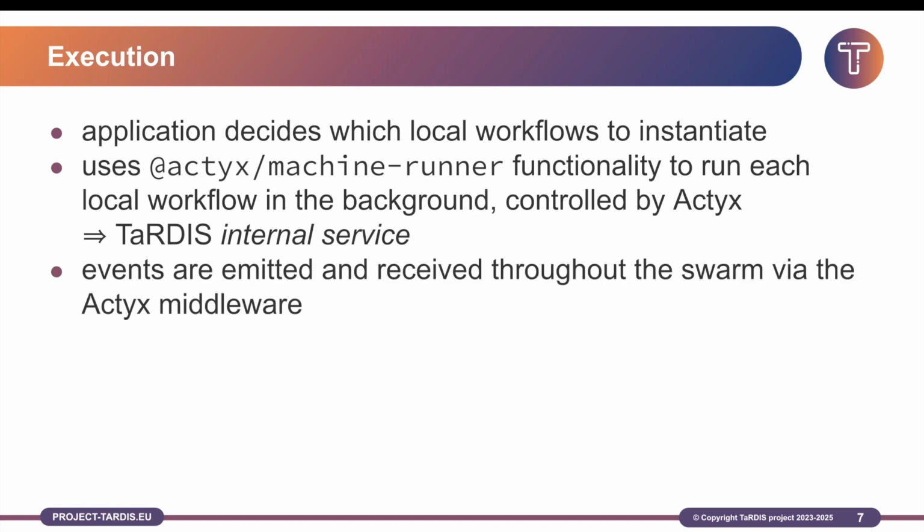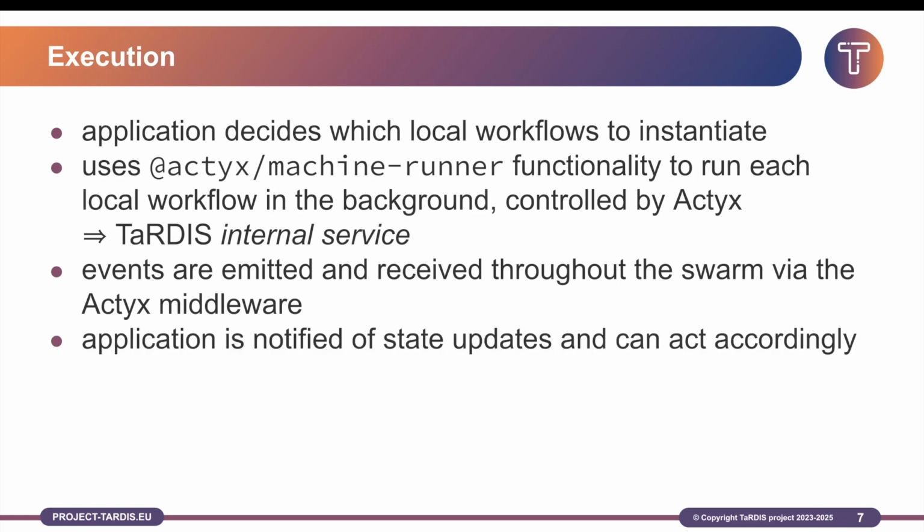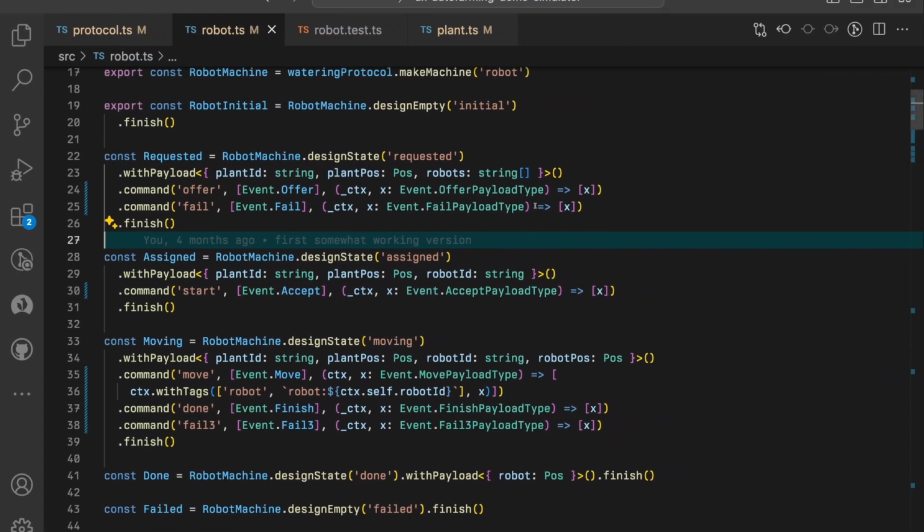Events are emitted whenever commands are executed on these machines, and the Actyx middleware disseminates them throughout the swarm so that they are eventually received by everyone who needs to have them. And then the state machine updates its state, and this updated state is notified to the application code so that it can act accordingly. How does this look in code?